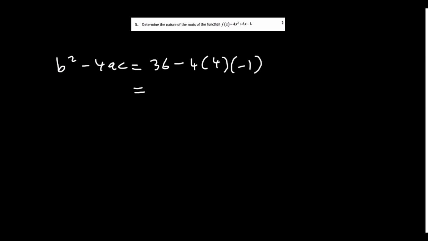Determine the nature of the roots of the function 4x squared plus 6x minus 1. So we just use the discriminant to find the nature of the roots. So b squared minus 4ac is 36 minus 4 times a times c, so 36 plus 16, so that would be positive. And this just means therefore, by the way, this notation. So therefore, there are two distinct real roots.